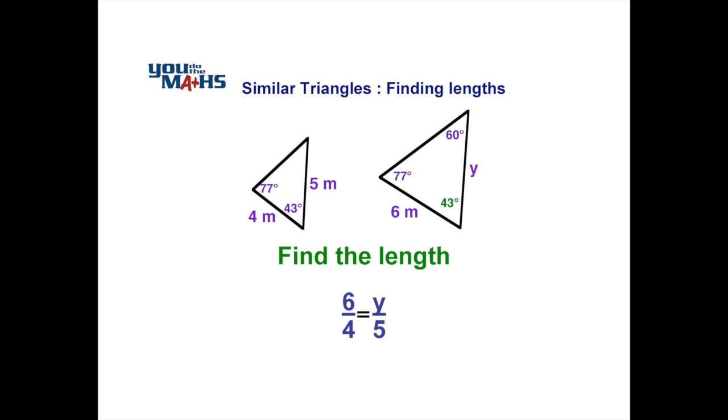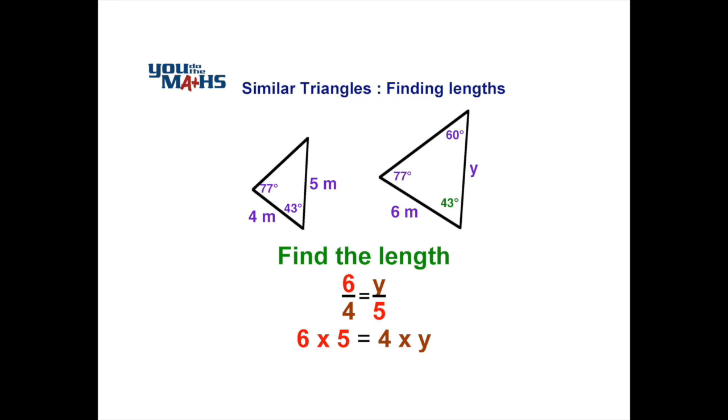So for example, on the large triangle there's a y, and the matching side on the right hand side is 5 meters on the small triangle. So the ratio of y over 5 must equal 6 over 4 because the triangles are similar. We now can solve that as two matching fractions.